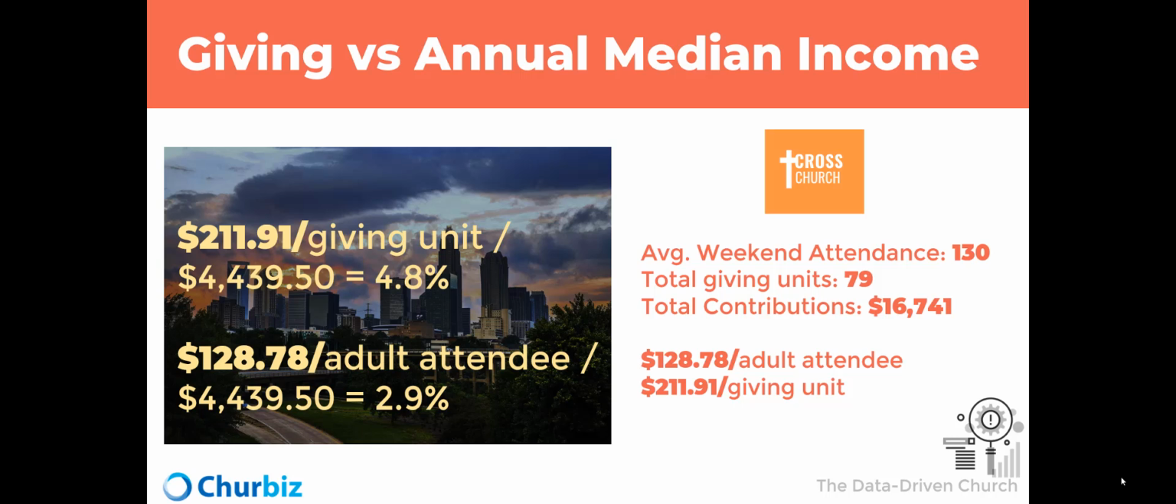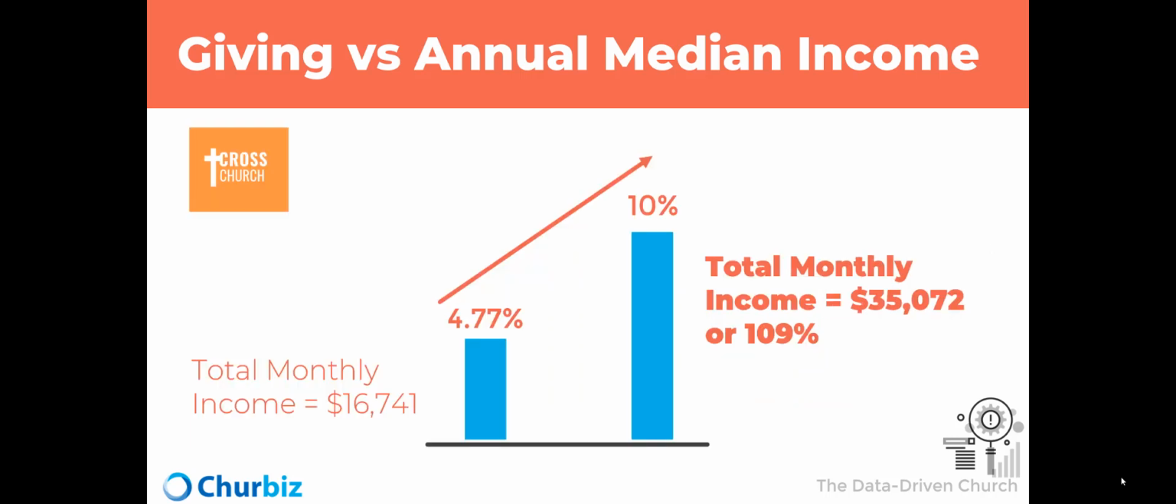By the way, let's say that we were able to increase the percentage of contributions from your church's giving units from 4.7% to the goal of 10%. That would increase the total income for the church for that month to $35,072, which is an additional $18,331 or 109%. Using these metrics will either validate your training on stewardship or show you where more training and teaching is necessary.